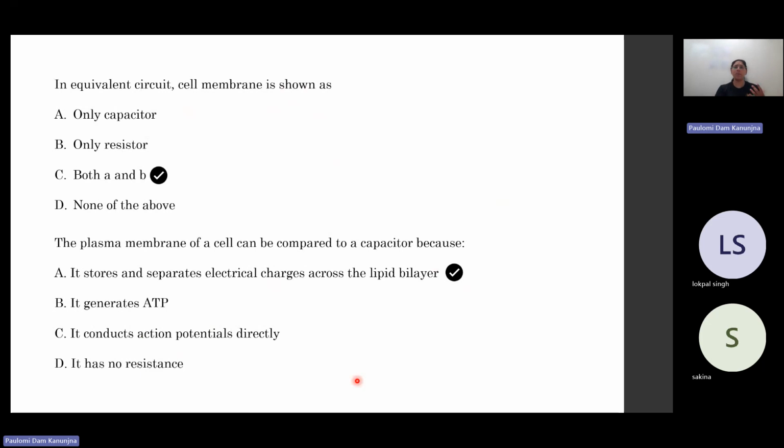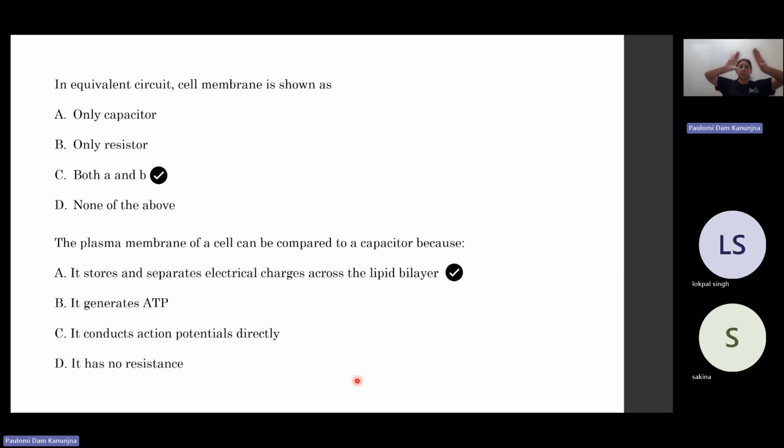A is also correct, so if it is a capacitor, why is it a capacitor? The first one said the cell membrane is both capacitor and resistor. Why? A capacitor stores charge. How does this membrane store charge?